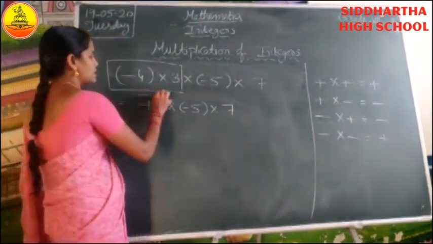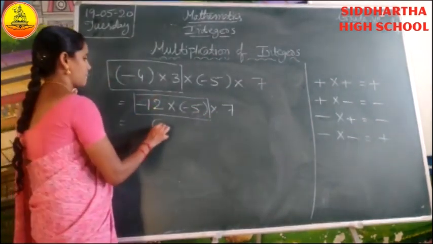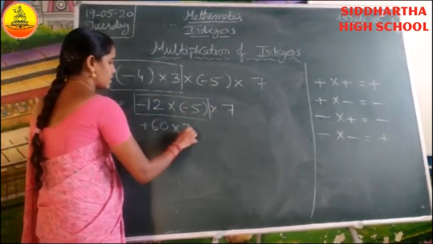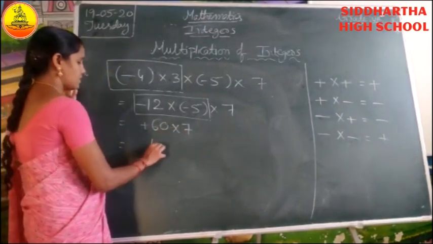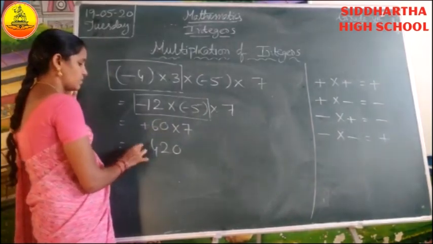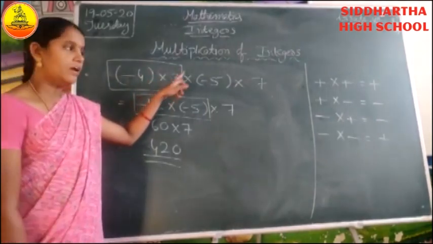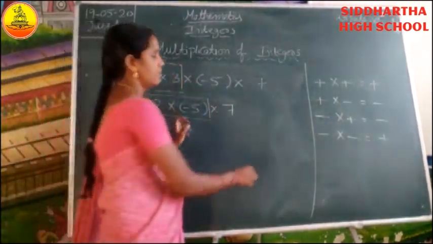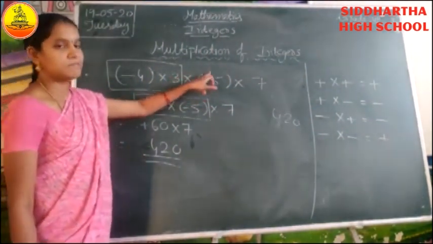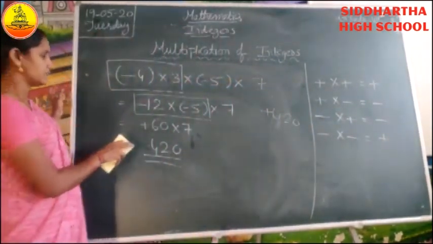Next, you multiply these two. 12 into 5, how much? 60. Minus into minus, plus, into 7 as it is here. 60 into 7, 420. Here plus, here plus. Plus into plus, plus. That means 420 is the answer. Otherwise, you can do directly: 4 3 is 12, 12 5 60, 60 7 is 420. Write 420. Minus into plus, minus; minus into minus, plus; plus into plus, plus. Answer is 420. Okay.